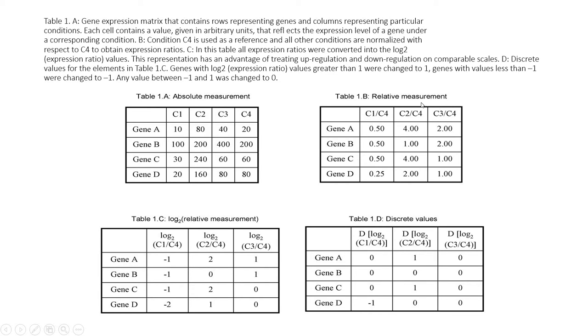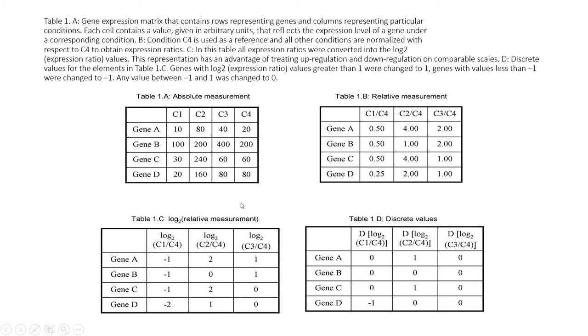Then it is converted into the relative measurement with reference to the C4 condition. So this is the ratio C1 by C4, C2 by C4 and C3 by C4. So this is the relative measurement because C4 we have chosen as a housekeeping gene. Condition 4 is used as a reference and all other conditions are normalized with respect to C4 to obtain expression ratio. So this C4 we can say is chosen as a housekeeping gene and reference set.